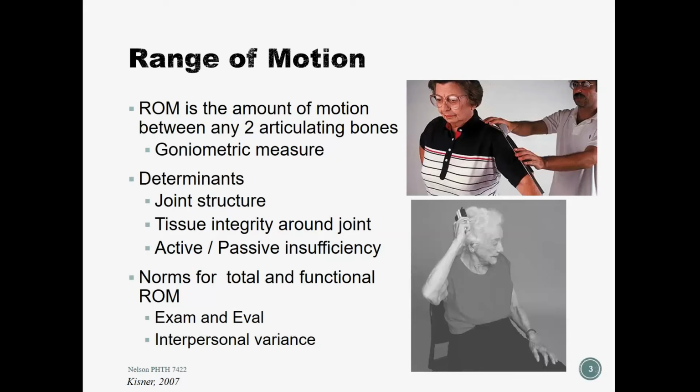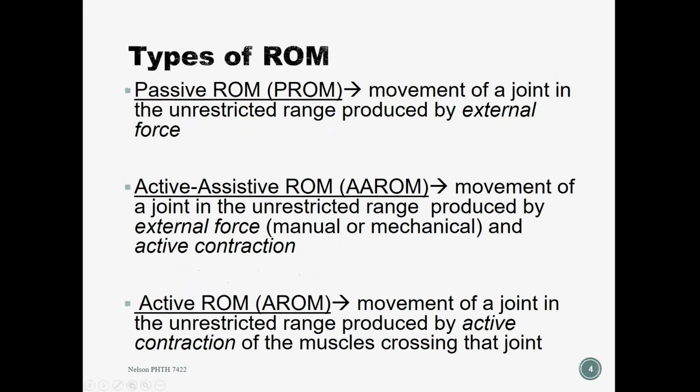So some norms for range of motion you were given in exam and eval. Realize again that there's much interpersonal variance, and so you need to assess the ability of each person. Even though you have to know the norms, it's a starting place, and then as you practice you'll begin to have a better sense of what's really functional, or is this really a problem I need to deal with.